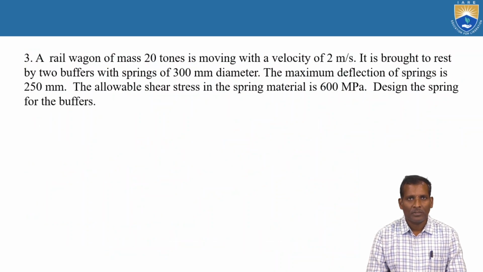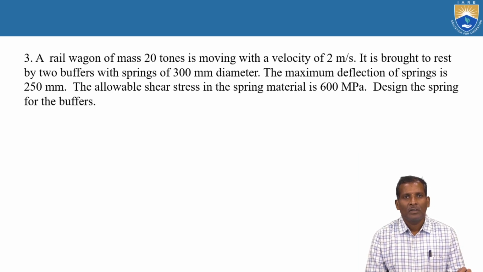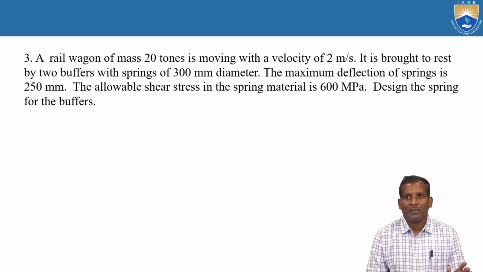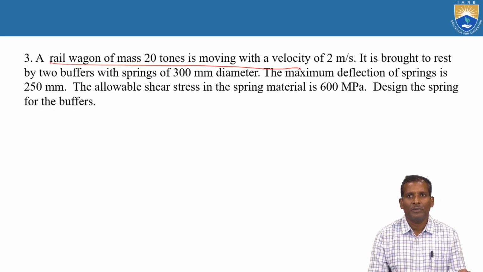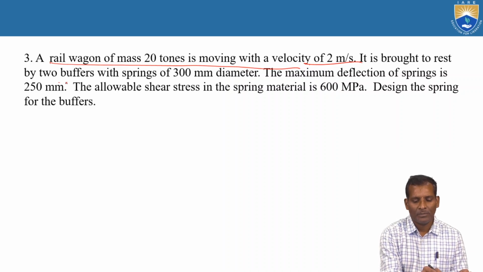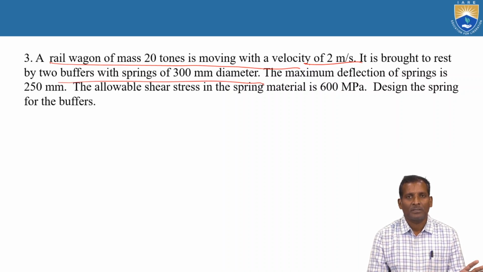So next problem, third problem, we will see the rail wagon problem. The application of the spring is for a rail wagon. The rail wagon of mass 20 tons is moving with a velocity of 2 meters per second. It is brought to rest by two buffers with springs of 300 mm diameter. The spring diameter is 300 mm.